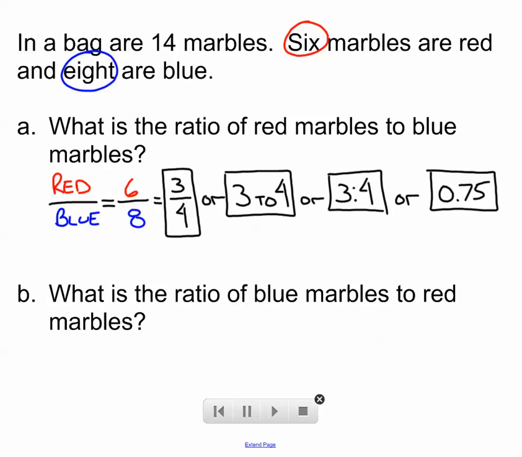What's the ratio of blue marbles to red marbles? Not much to that, guys. I mean, that's almost the same ratio. We'd call it the reciprocal, wouldn't we, of the previous one. So 4 to 3. For every 4 blue, there's 3 red. Okay, and these are different ratios. And it's important sometimes that we choose the right one when we're doing some problem solving with ratios.